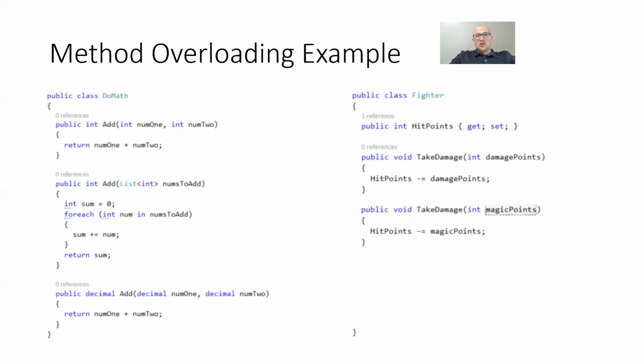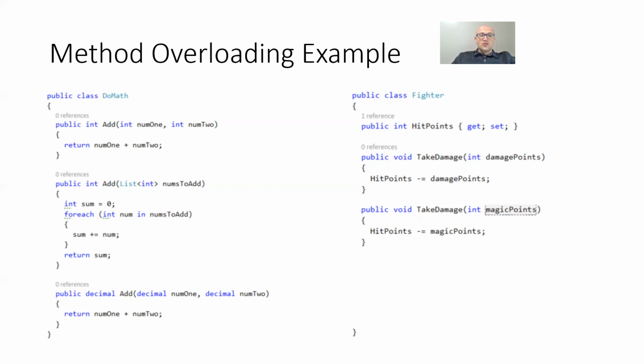So here's an example of overloading. In fact, it is add. You've got a doMath class, and you've got 3 methods called add. Now, formerly we were told that methods should have unique names in a class. Overloading is a way that we can break those rules. The first add method takes 2 ints, int num1 and int num2. The second takes in a list of ints, and the third takes in 2 decimals. I can overload these methods. They have the same name, but accept a different parameter list.